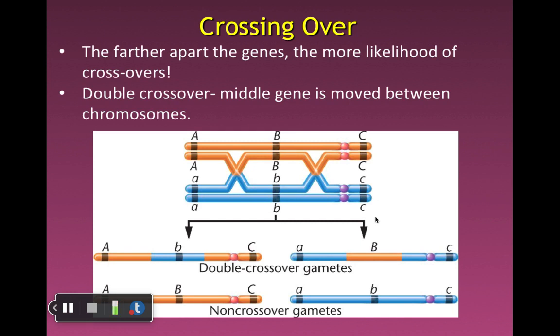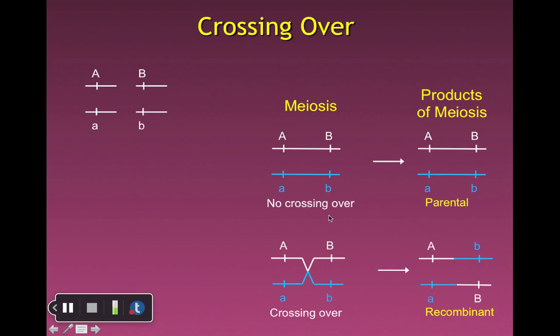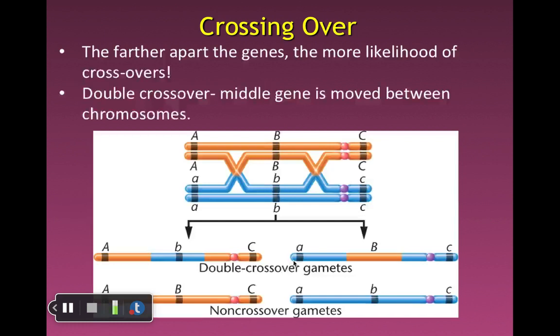Number 1, let's just go back to this previous screen here. If you imagine 2 genes on a chromosome, the farther apart the 2 genes are, the more likely they are to have crossing over occur between them. There would just be more space there, so it's more likely to occur. On the other hand, if the 2 genes are very, very close together, then it's less and less likely that crossing over will take place. So that's one key concept: the farther apart the genes, the more likelihood of crossovers.